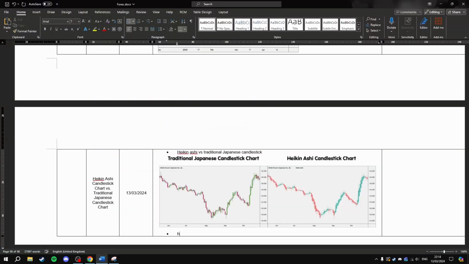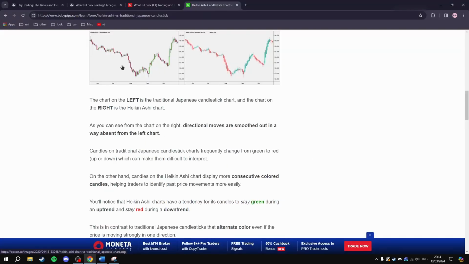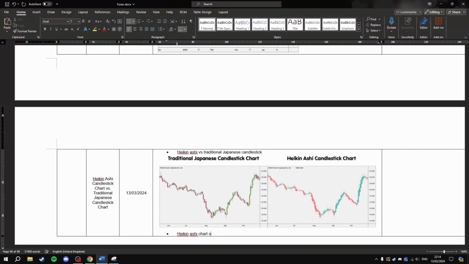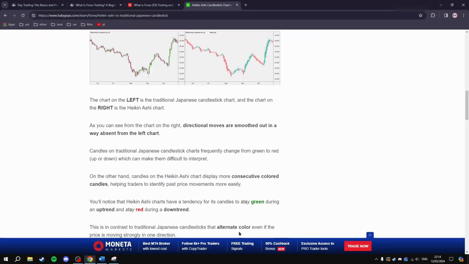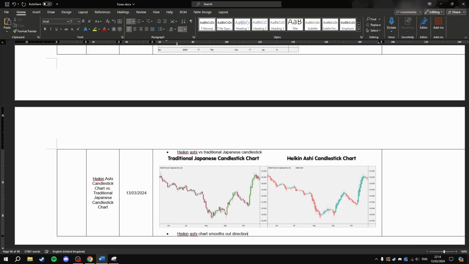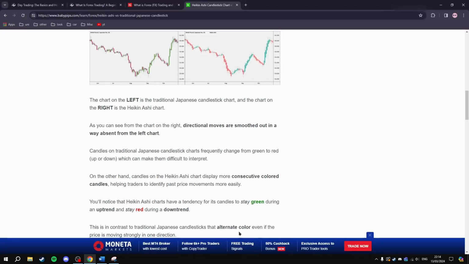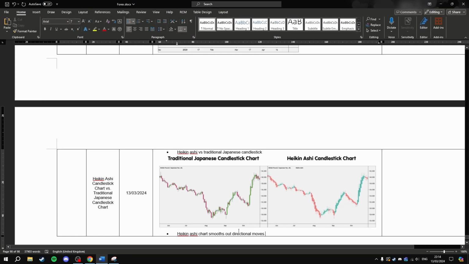So Heikin Ashi chart smooths out directional moves, which is absent from the candlestick chart. Smooth, that's not a word, is it? Smooths out directional moves, which is absent from the candlestick chart.